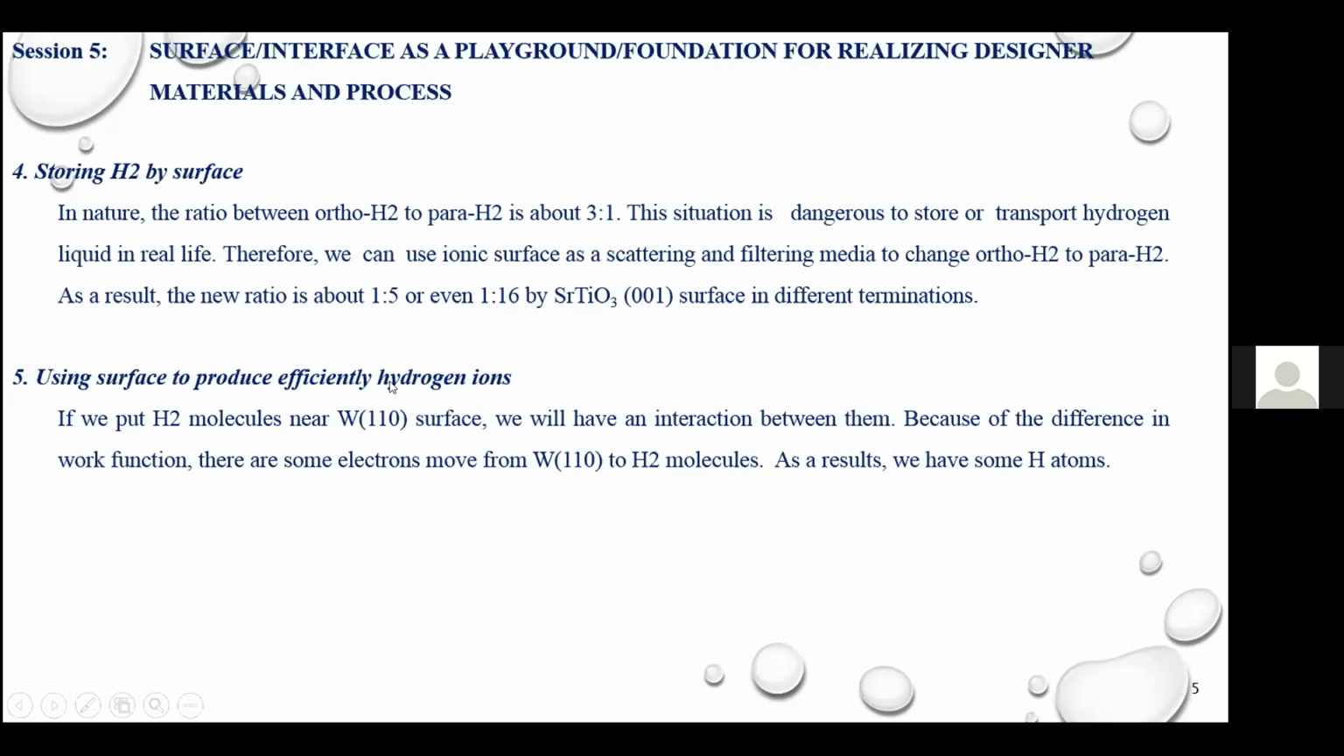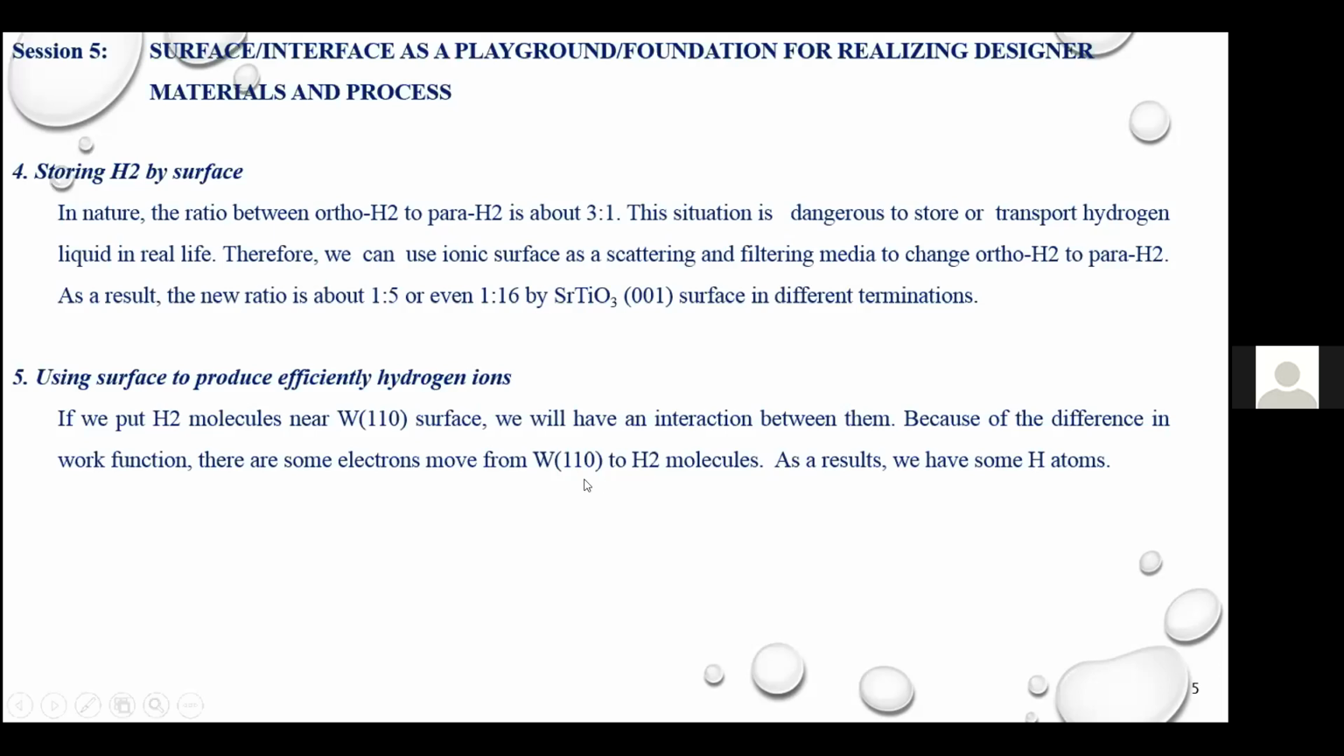In nature, the ratio between ortho hydrogen molecules and para hydrogen molecules is about 3:1. And this situation is dangerous for storing or transporting liquid hydrogen in real life. Therefore, we can use an ionic surface as a scattering or filtering medium to change ortho hydrogen molecules to para hydrogen molecules. As a result, the new ratio is about 1.5 or even 1.16 by SrTiO3 surface in different terminations.